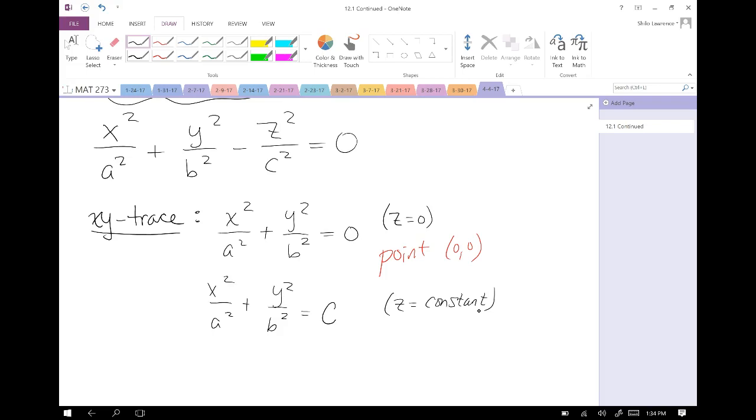that would be an ellipse. So when we're actually in the XY plane, all we have is a single point. But as we move away from the XY plane at parallel values of z, we're starting to make these ellipses. And the z values get bigger as you move farther away, which means the size of these ellipses get bigger.